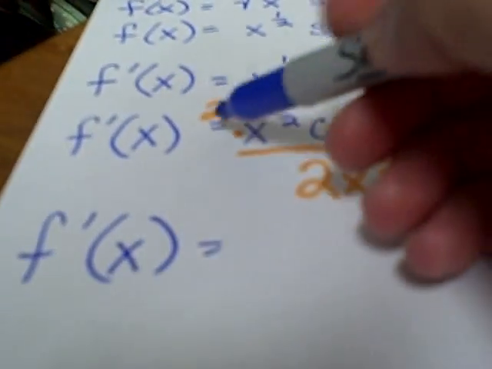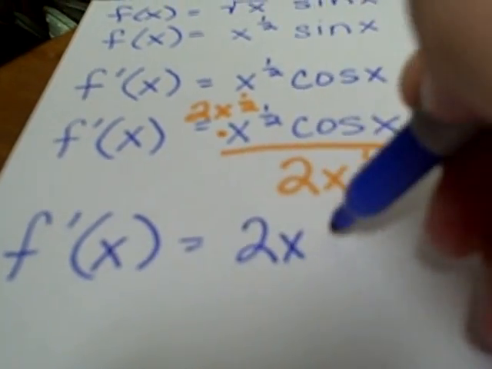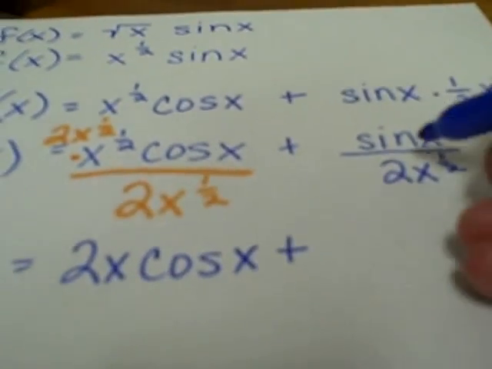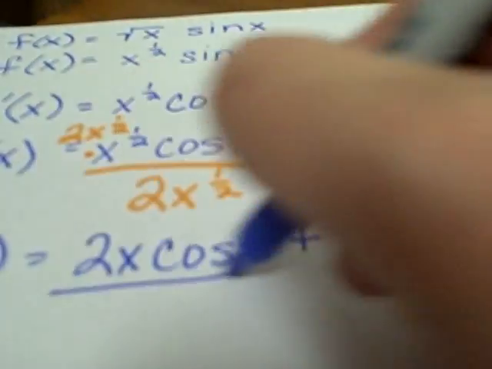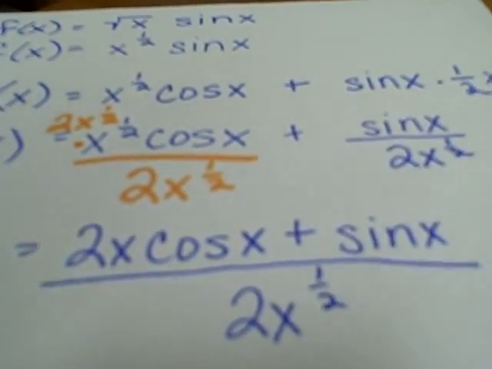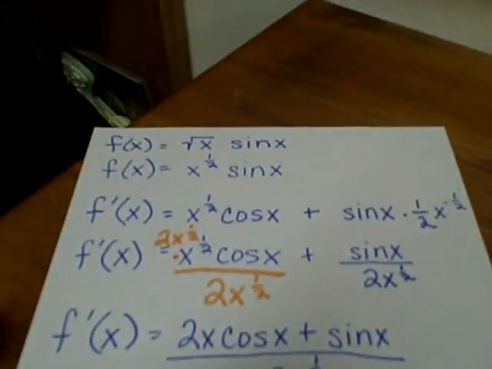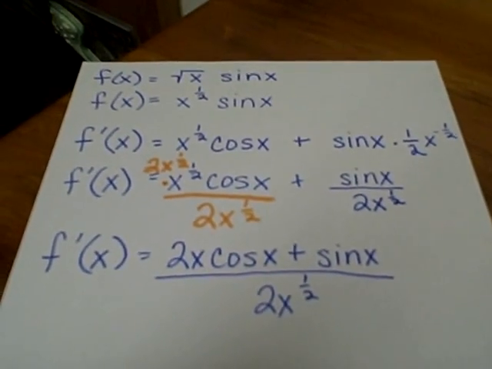Now when we simplify, 2x to the 1/2 times x to the 1/2 would give me 2x cosine of x plus, notice this one already has the common denominator so we can leave it, and my denominator is 2x to the 1/2. So this is a good example of the product rule and then using some algebra to simplify by making a common denominator.